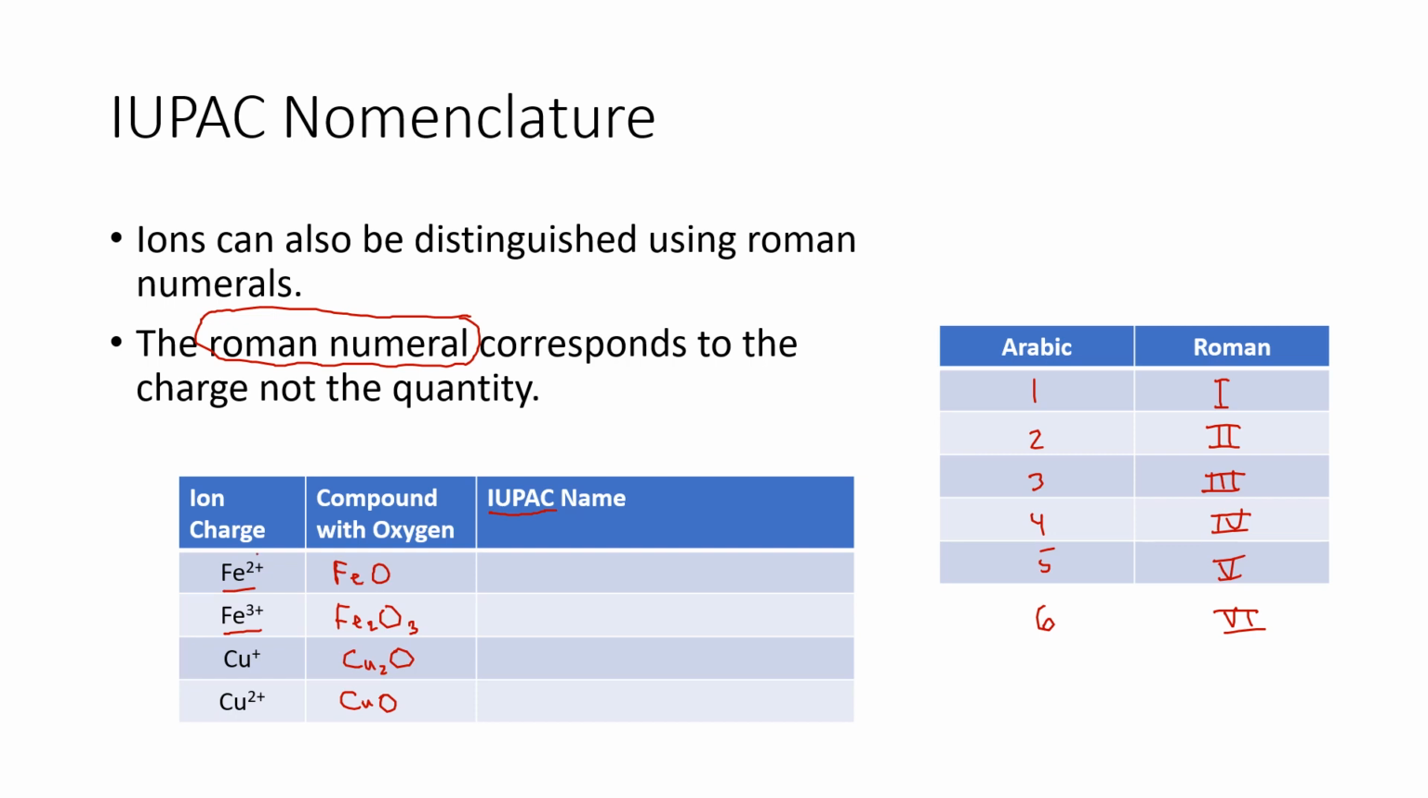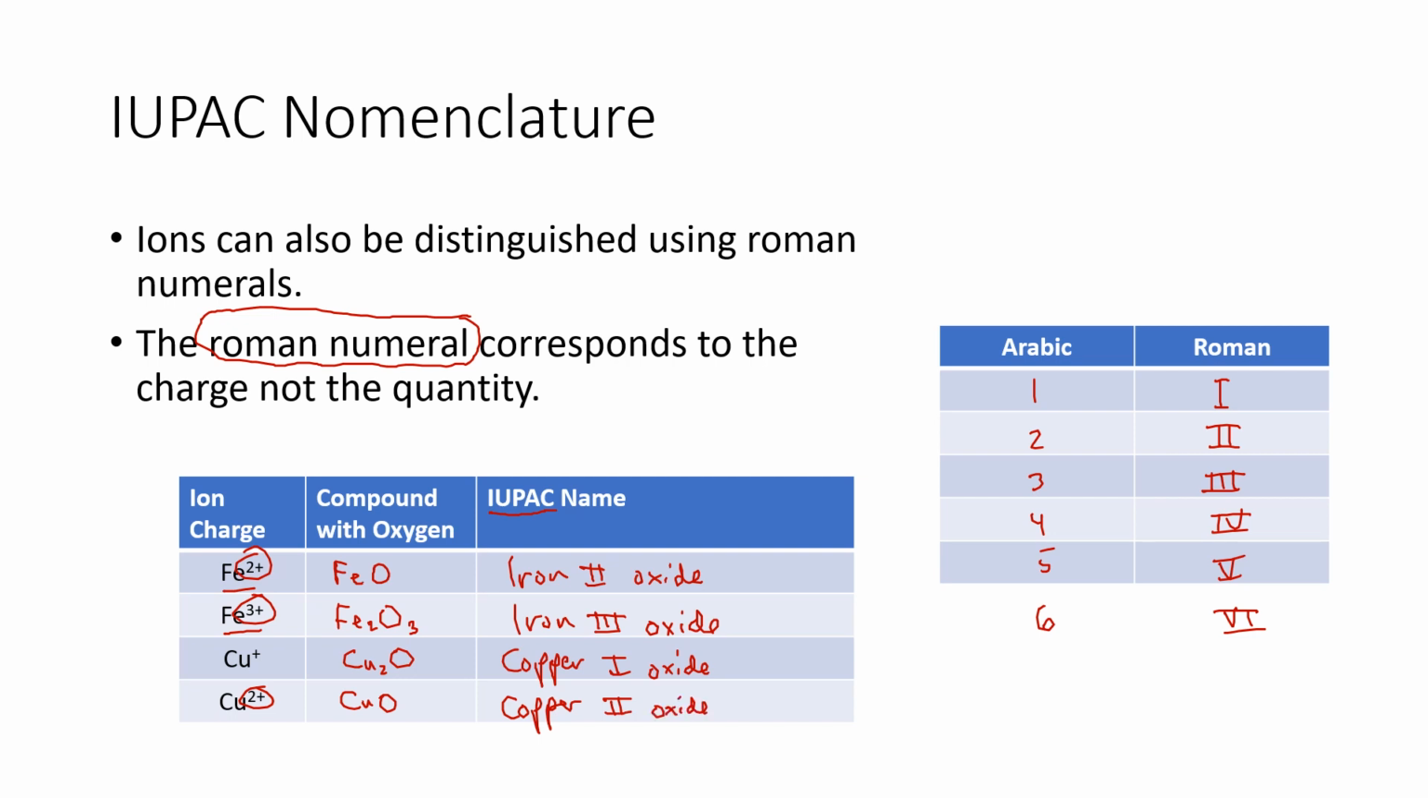So this one here has a charge of 2, and so you would say iron, and you'd put the 2 down there for oxide, right? Iron 2 oxide. This one has a charge of 3, so it'd be iron III oxide. So it's a little simpler. I need copper for this guy, copper 1 oxide, and this one has a charge of 2, copper 2 oxide.